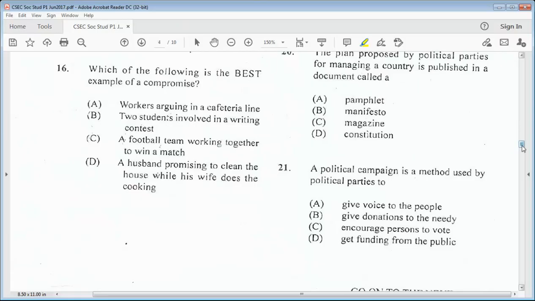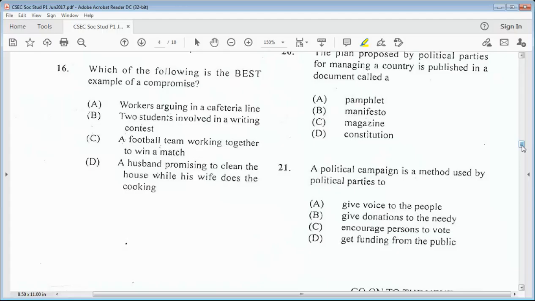Let's go on to 16. Which of the following is the best example of a compromise? A, workers arguing in a cafeteria line. B, two students involved in a writing contest. C, a football team working together to win a match. D, a husband promising to clean the house while his wife does the cooking. Now we know when you think of the word compromise, it means that you're going to negotiate. You're going to find a common ground, that you can work things out between two persons.